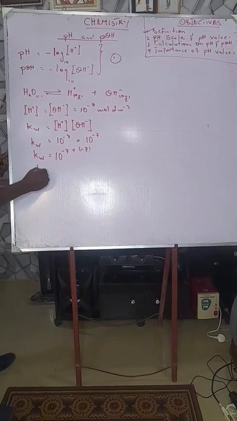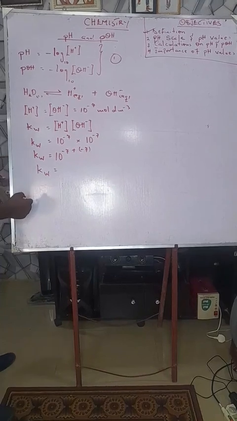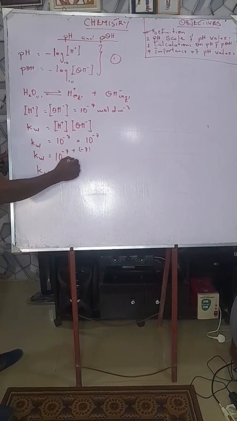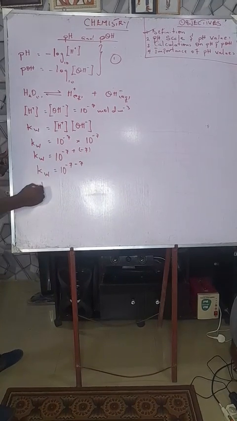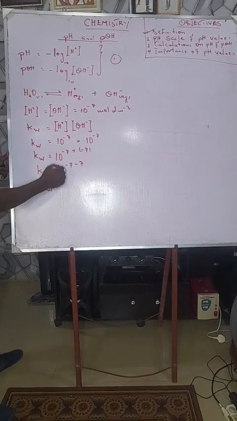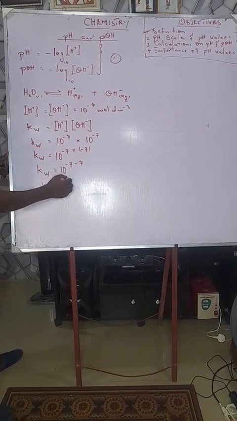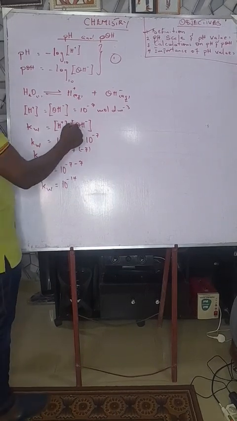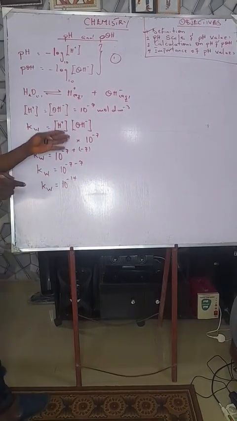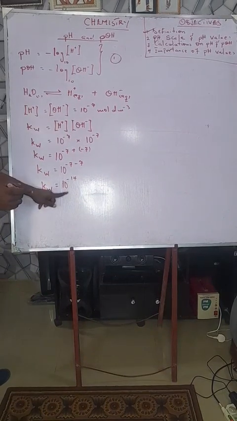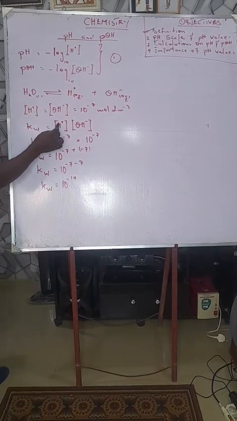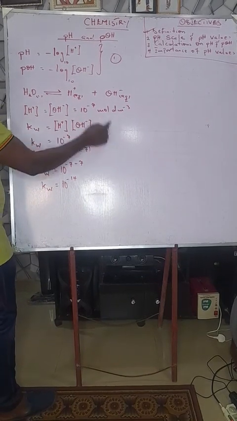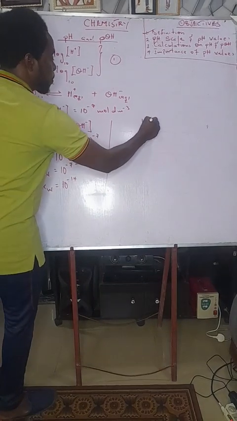Then your Kw now, ionic equilibrium of water, is 10 raised to power of minus 7 plus minus 7, which will give you minus 14. Then ionic equilibrium of water now equals 10 raised to power minus 14 mole. Now, remember, I am not working with the unit. The unit of this one is mole per dm cube. The unit of this one is also mole per dm cube. Let's calculate the unit here.